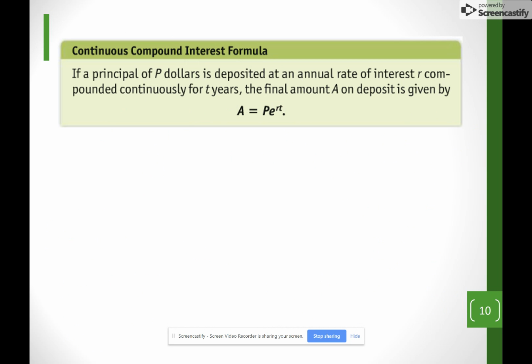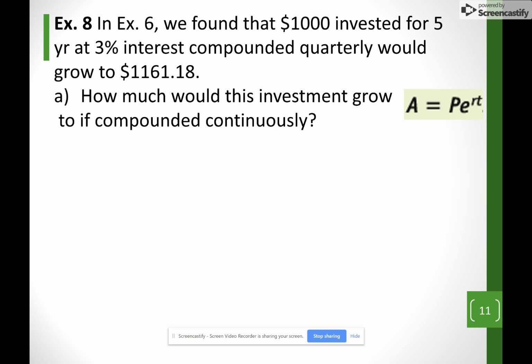Now we're going to say, what if it gets compounded continuously? So my A is the amount we're going to have. P is the principal, how much money we start. E is a number, so I'm going to use the E from the calculator, and then I'm going to use R times T as an exponent. So let's take a look here. I have the formula there on the right.